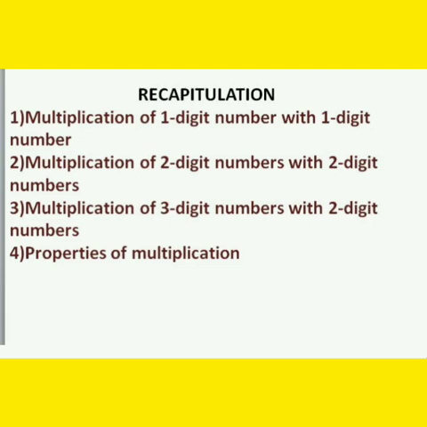Children, till now we have learned about the multiplication of one digit number with one digit number, two digit number with two digit number multiplication, and multiplication of three digit numbers with two digit numbers, properties of multiplication, story sums, and the multiplication by tens, hundreds, and thousands. So children, learn the tables thoroughly. You have to learn 2 to 10 thoroughly. Daily learn the tables.